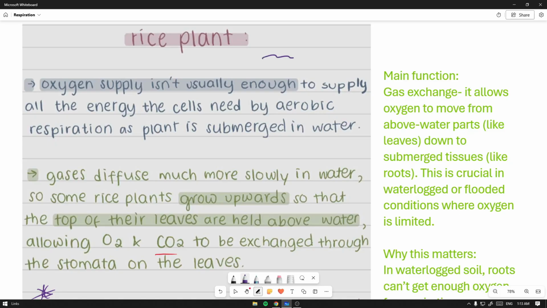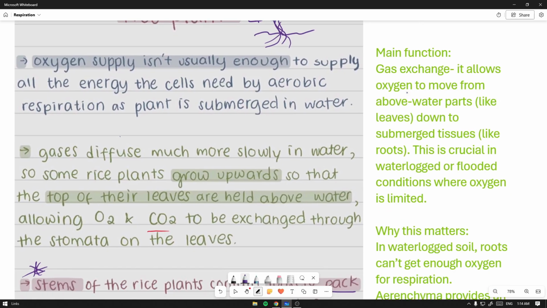Now, rice plants are semi-aquatic plants. The roots and some portion of the shoots are submerged in water, and diffusion of gases is really slow in water, right? So the cells in the rice plants cannot get an adequate amount of oxygen. So that's why they've got something called parenchymas. What are parenchymas?